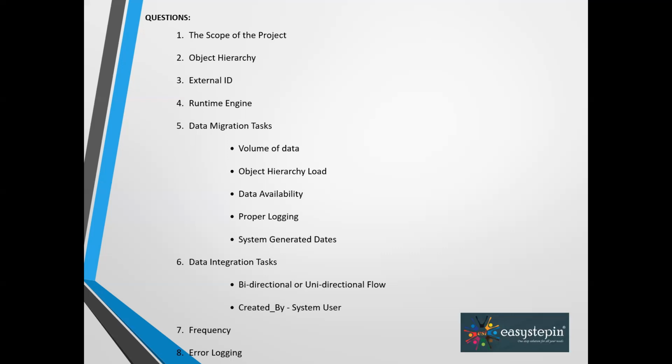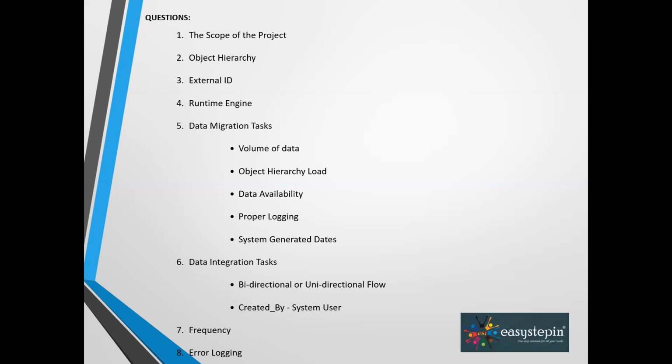We should first ask about the volume of the data. How much volume of data can come from the database? Based on that we can consider parallel processing and object hierarchy load, whether the client wants all the parent information to be loaded first and then the child information. Like consider account information: all the accounts should be loaded first and then the related contact information loaded next, or the account and the related contact information should be loaded at once. We need to understand this from the client, based on which we do the implementation.